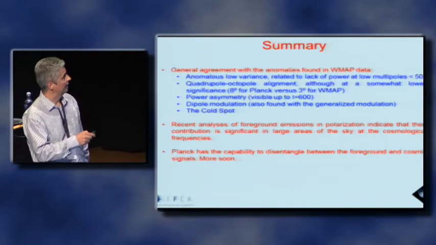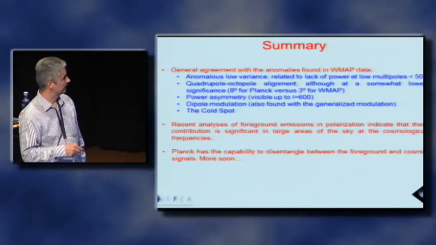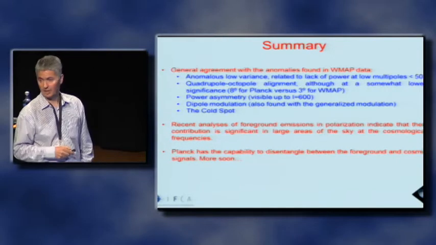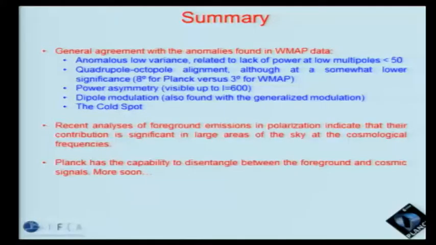There is a general confirmation of the WMAP anomalies with Planck. And the recent analysis of foreground emission and polarization indicates that their contribution is significant in large areas of the sky at the cosmological frequencies. It still remains to be seen whether this high dust emission is also present in the other regions where BICEP has been observing. But as I said, this is something that Planck has the capability to disentangle, to see if this is due to dust or not. And very soon we will provide the results.